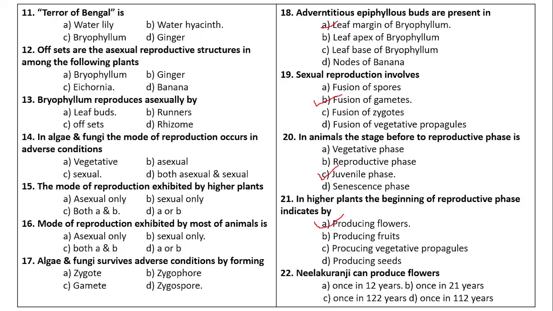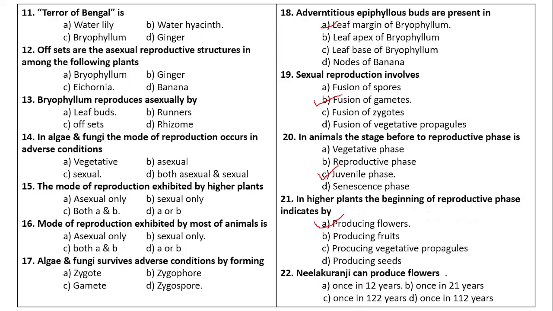The seeds will be formed, fruits will be formed. But the first step in the angiosperms to start the reproductive phase is what? Production of the flowers. After production of flowers only, further steps will take place. Clear? Next one.